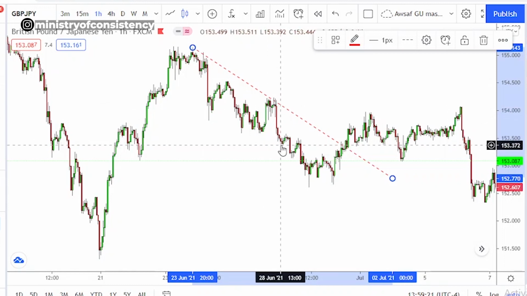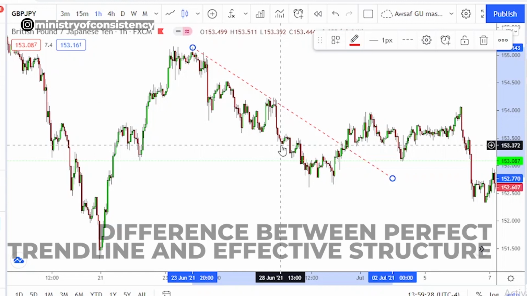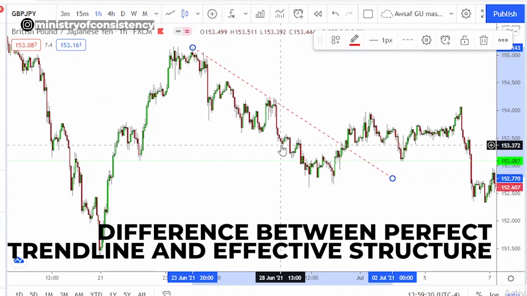Again, we don't really like to trade with trend lines, but it's important to understand how retail traders draw their trend lines so you can understand the difference between perfectly drawn trend lines and effective market structure.